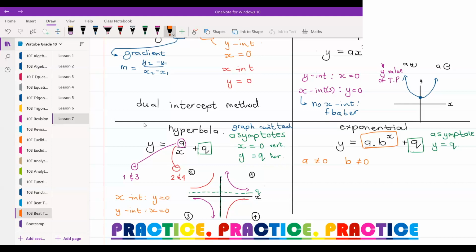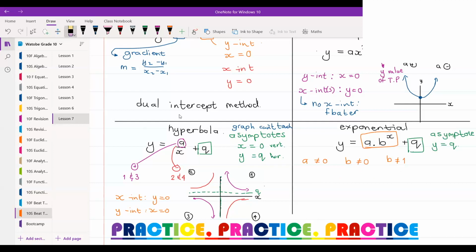And also b cannot be equal to 1, because if this b is equal to 1, then I'm just going to have 1 to the power of 1 and 1 to the power of 2 and 1 to the power of 3 and 1 to the power of -4 and 1 to the power of -7. And all of it is just going to be 1. So I'm only going to get a straight line at y is equal to 1. That's not a graph either. So we won't have any of that there.